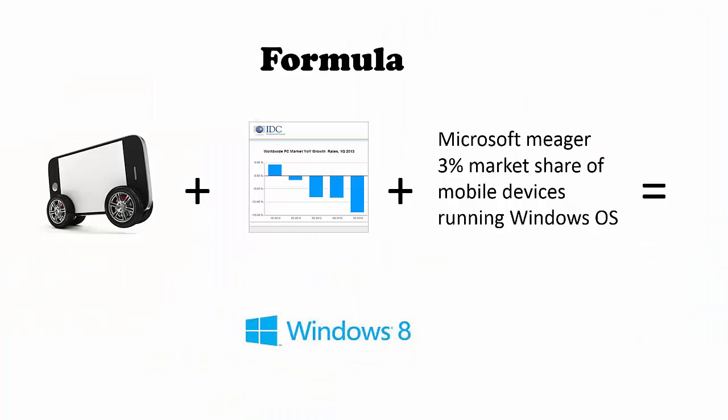Well, Microsoft did the math, and they came up with a fast growth mobility market, plus a shrinking PC market, plus a meager 3% market share of mobile devices running Windows OS, comes out to what? You guessed it, a new operating system, introducing Windows 8.